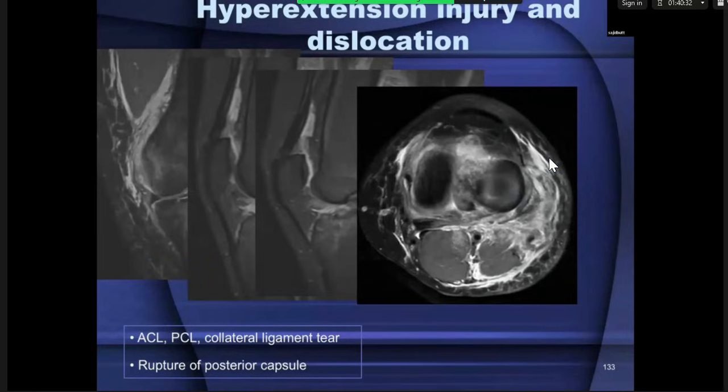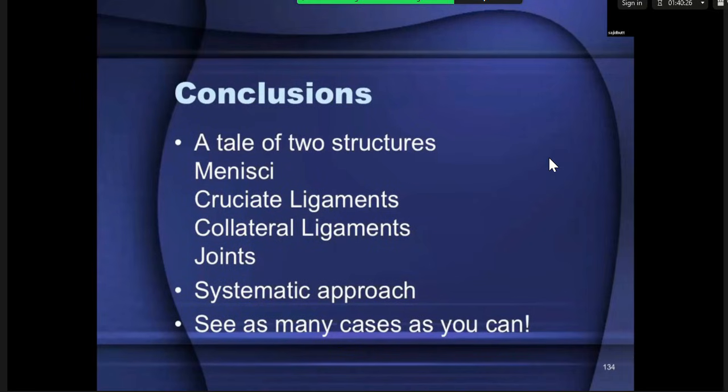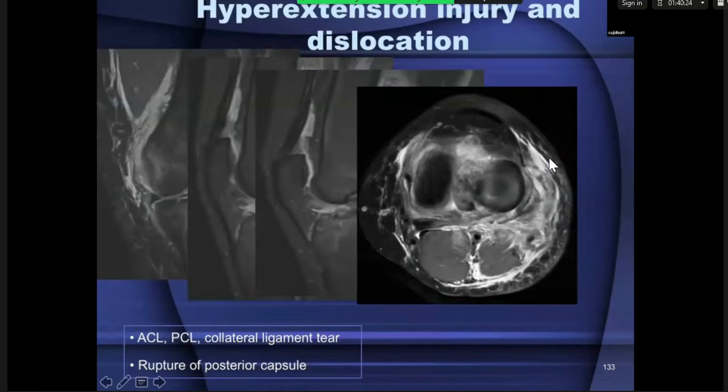ACL is ruptured, PCL is ruptured, collateral ligaments are torn, and the posterior capsule is ruptured. Notice how closely the popliteal artery is to all this significant soft tissue trauma. No wonder it gets affected in almost 50% of patients who are unfortunate to see these injuries.